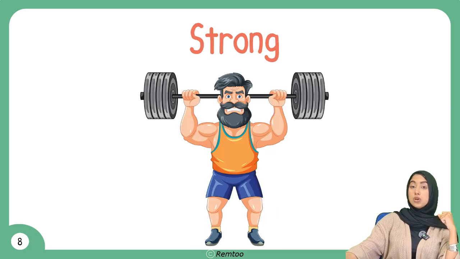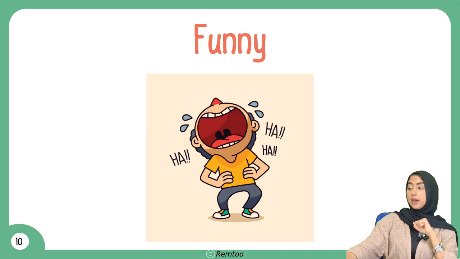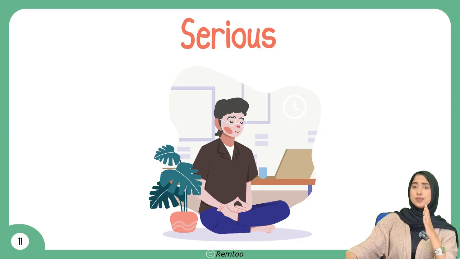Then we have strong. Strong, yeah, strong, okay. The opposite is weak, weak, weak. Good job. Then we have funny, funny. Someone who laughs a lot, you know, he can tell jokes even. Funny. Yeah, the opposite is serious, serious, serious.